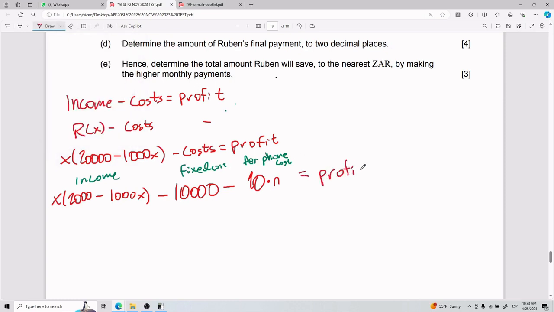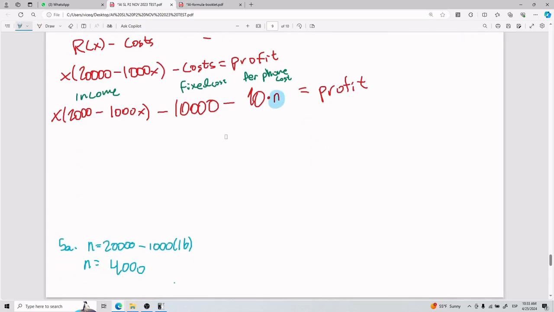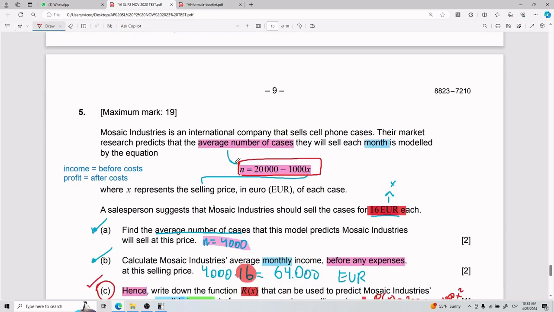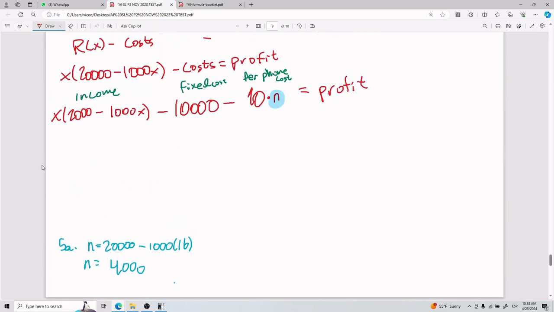All right, guys, earlier we said that we wanted to have it all in terms of x and not n. What did we say n was? We said that n was this. And so now my income stays the same.